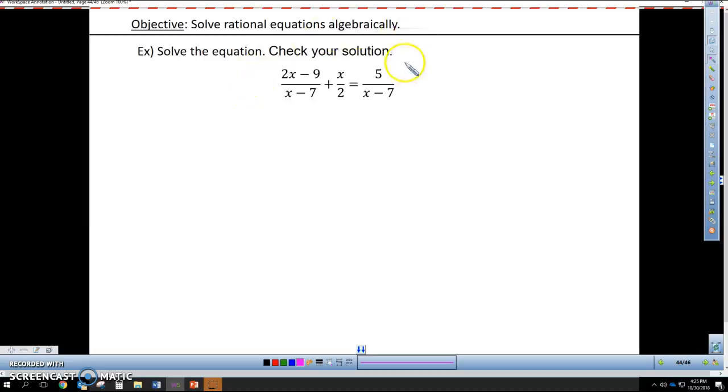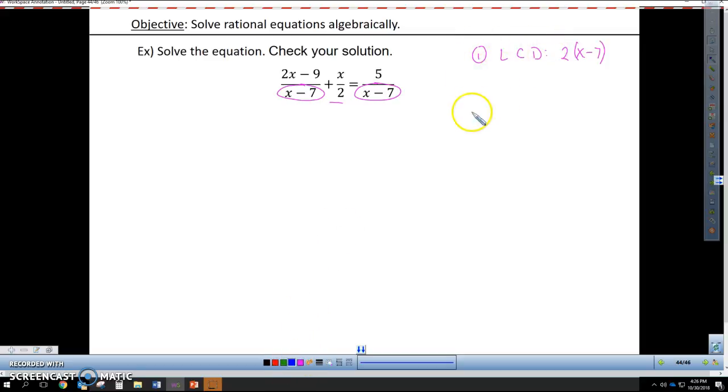So here in this case, when we're looking for our LCD, which is of course our first step, normally you have to factor the denominator sometimes. If you check out the denominators for each of these three terms, I don't have to factor anything. I can just right away say, hey, we have an x minus 7 that is shared. So x minus 7 is part of my LCD. And then I have a 2 remaining. So my LCD is 2 times x minus 7. Okay, that's step 1. Done.